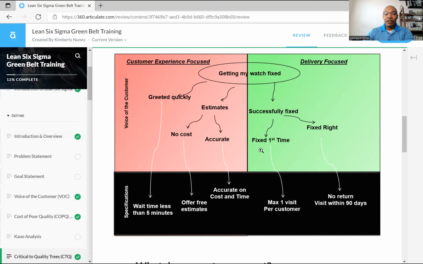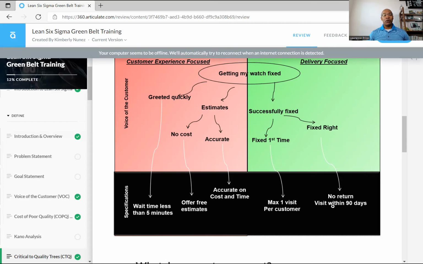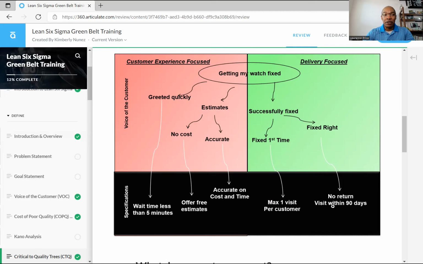When it comes to being fixed the first time, how many of our customers had to come back multiple times to get their watch fixed? And how many times do we have a product that's returned to us within the first 90 days because we didn't fix it right the first time? So this is a great brainstorming and data collection tool as you're having conversations with your customers in the define phase, to really understand from the customer perspective what success looks like through their eyes, and to start thinking through how you're going to frame up your project.